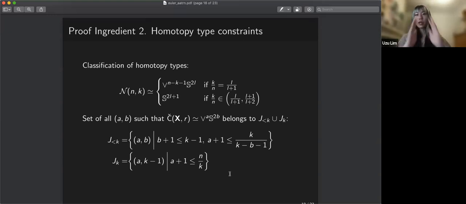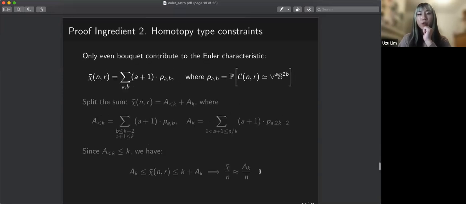So when the Euler characteristic spikes up, you can see that it's contributed from this Jk, i.e. when b equals k minus 1, so that we're looking at 2k minus 2 dimensional spheres. So that's where all the contributions come from.